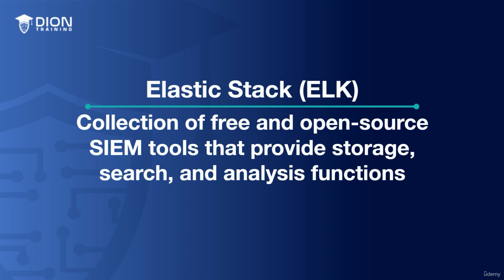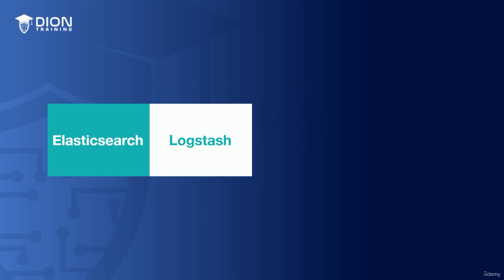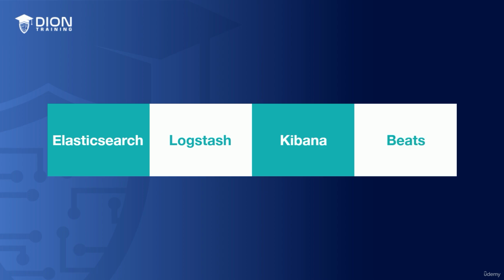Second, we have ELK, or the Elastic Stack. ELK, or the Elastic Stack, is a collection of free and open source SIEM tools that provide storage, search, and analysis functions. It's made up of 4 different components: Elasticsearch, which covers the query and analytics; Logstash, which is your log collection and normalization process; Kibana, which does your visualization; and Beats, which are endpoint collection agents installed on your machines.